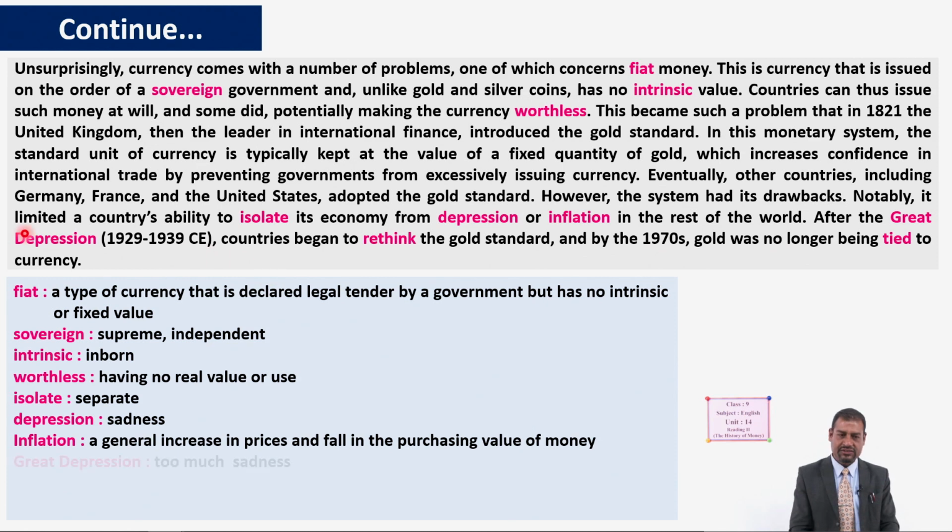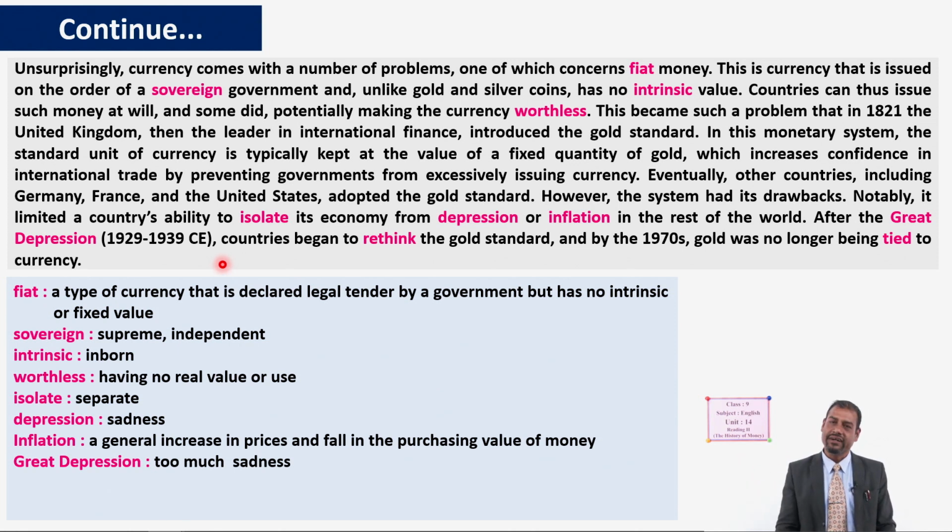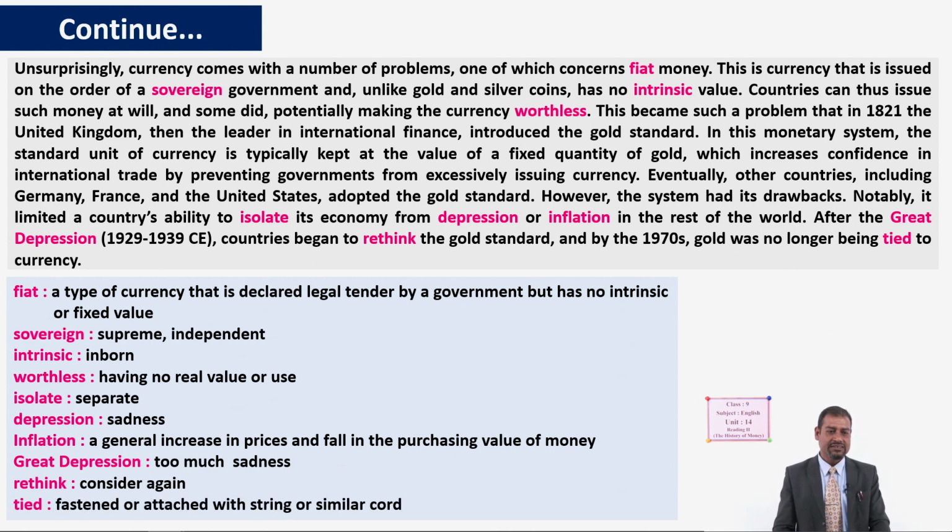Next one we have Great Depression. So it means the same thing, you can understand, too much sadness. And 1929 to 1939 CE BC. So what is the full form of BC? Okay, BC means before Common Era. And what does CE mean? Full form mean? Okay, you can find out Common Era, okay, before Common Era, and CE, full form of CE is Common Era. Have you got it? Now next we have the word rethink. R-E-T-H-I-N-K, rethink. What does it mean? So you can find consider again or think about the same case another time, repeat. Next one is tied, T-I-E-D, tied. What does it mean? Tied means fastened or attached with string or similar cord, okay. So you can find, you have to write down these words meanings in your notebook.